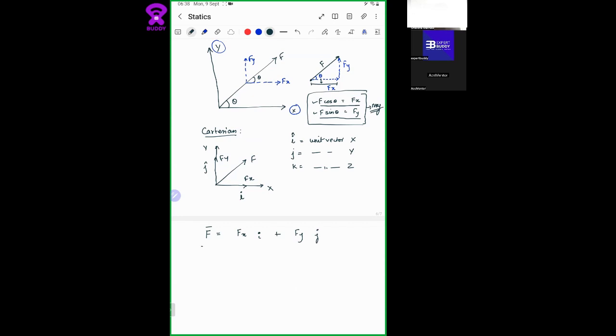Why am I writing it so? Because whatever x components you have, whether you have n number of forces, like F1, F2, F3, F4, so you'll have F1x, F2x, F3x, F4x. No matter how many forces you have, all the x components can go and sit here. Similarly, all the y components can go and sit here, and the j remains outside. That means so many forces are acting in the x direction and so many forces in the y direction, and this gives you the total force vector.